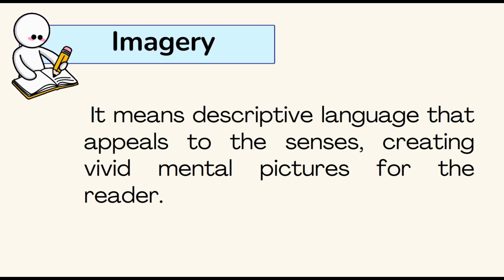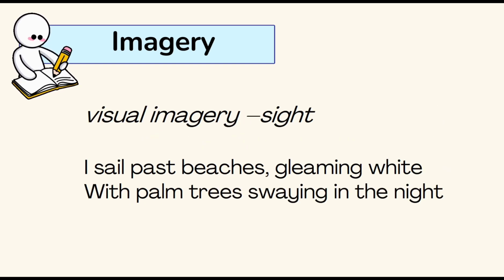The first is imagery. It means descriptive language that appeals to the senses, creating vivid mental pictures for the reader. There are different types of imagery, and the first is visual imagery, which refers to the sense of sight. And an example of visual imagery in poetry is: I sail past beaches gleaming white, with palm trees swaying in the night.